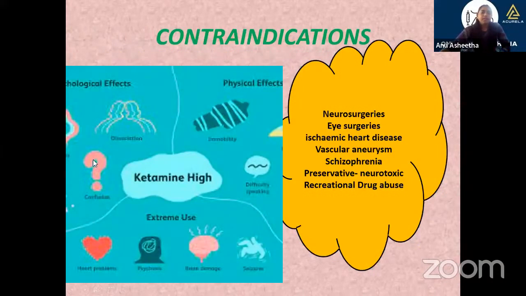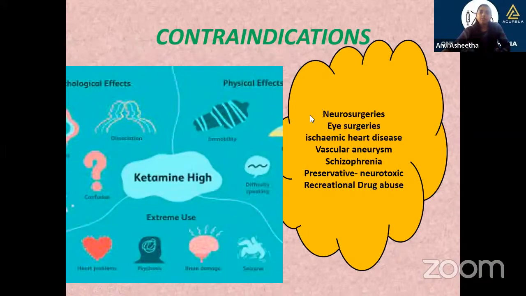So contraindications: ketamine abuse and tolerance are the main contraindications for ketamine. They show many pathological, physiological, physical, and psychological effects. It causes cardiac problems, dysfunctions, collapse, and psychosis, seizures, and also dissociation.